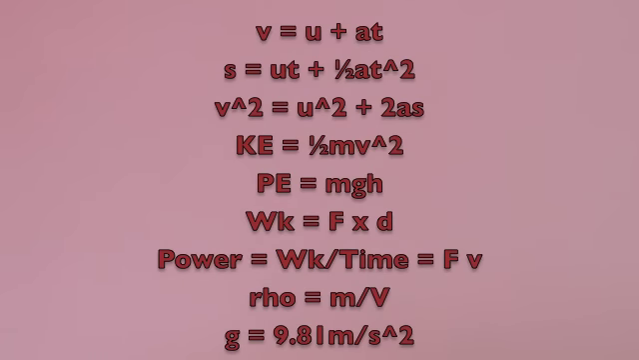v² = u² + 2as, kinetic energy is ½mv², potential energy is mgh, work done is force times distance, power is work or energy divided by time, and since work is force times distance, then force times distance divided by time is the same as force times velocity. And ρ, density, is mass over volume. In all these examples we shall use the gravitational acceleration as 9.81 meters per second squared.